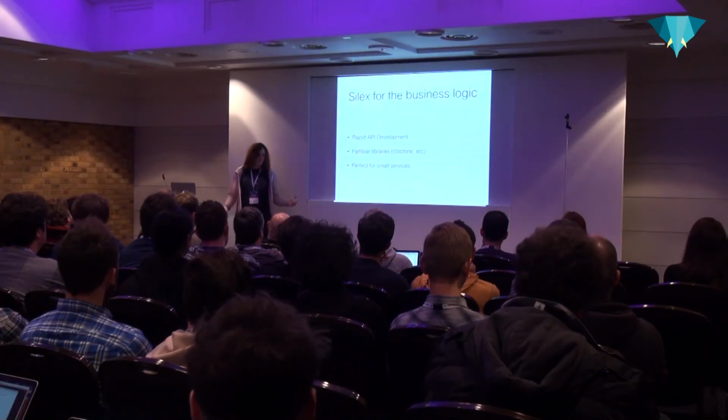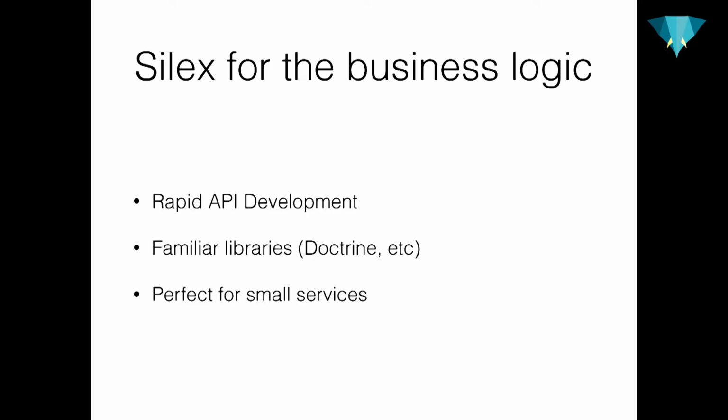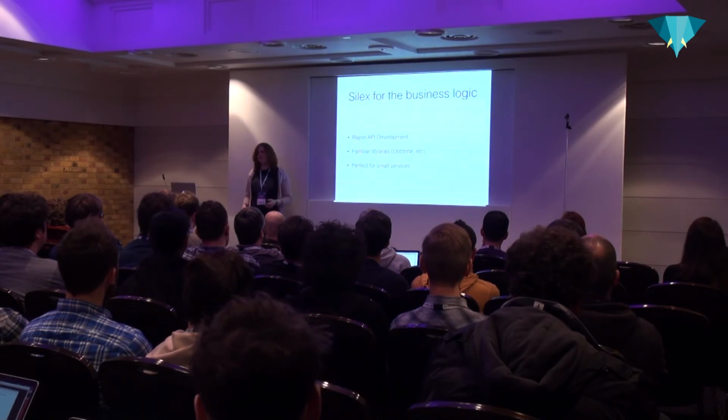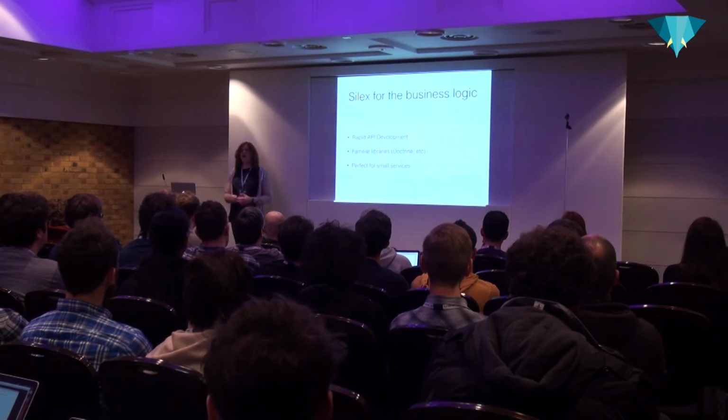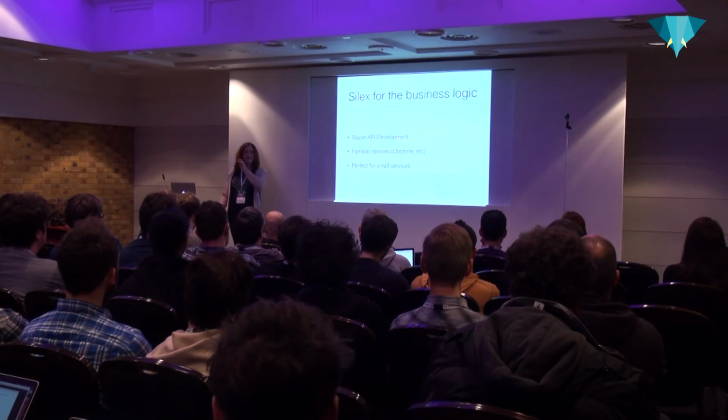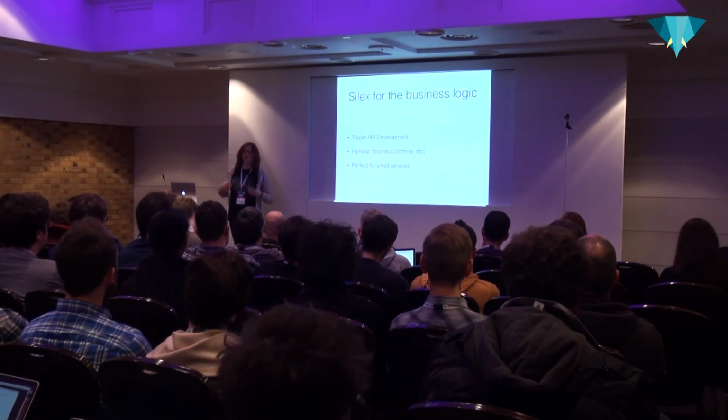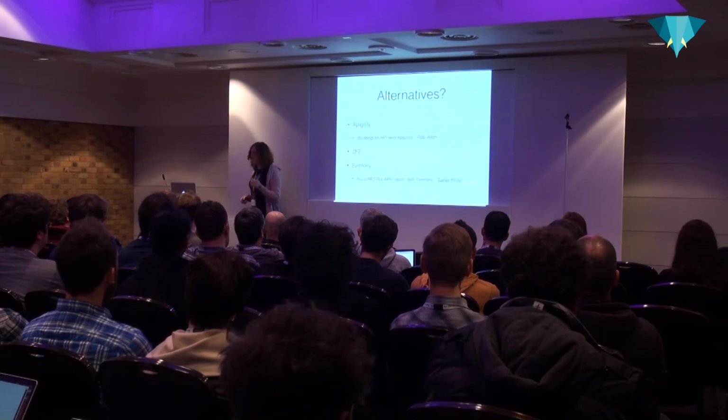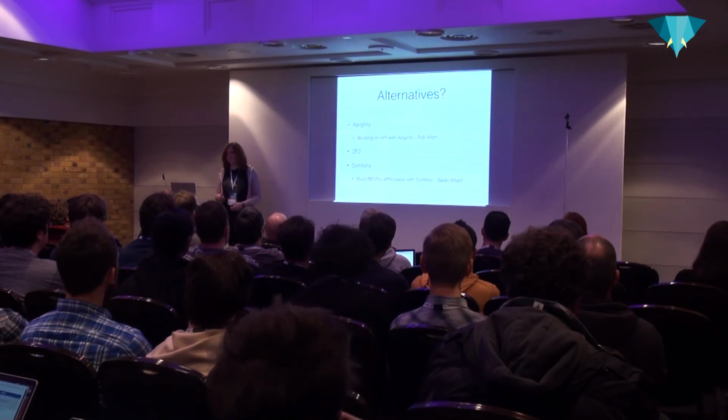But JSON response is obviously brilliant if you want to make a really quick API. Silex is really cool for business logic. It's great for rapid microservice development, and it works really well with familiar libraries like Doctrine, or again, pretty much any Symfony-based project. It's only perfect for small services though, and as soon as we start doing more complicated things, we'll find that developing glue to write to Elasticsearch or to queues soon gets quite tedious. So you might want to choose a different approach.